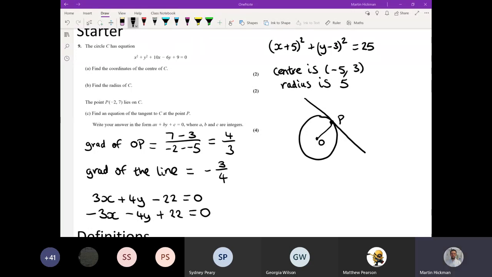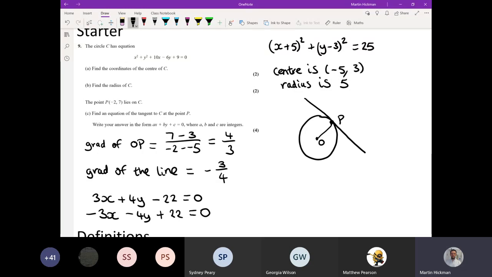Okay, excellent. So Grace, Dominica, Abby, Yuck, Laura, all saying that they are asking for integers. So whilst you can have multiples such as 6x plus 8y minus 44, you can't have 0.75 or a minus 5.5 in there because it's asking for integers.